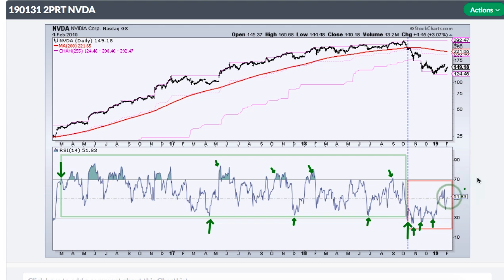Now, RSI is improving here, but it's still well below 70, and you've yet to get that push that says, hey, there's enough momentum to become overbought. And when that happens, then I would put NVIDIA back on my radar for a potential bullish setup.